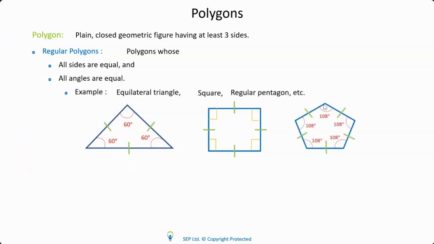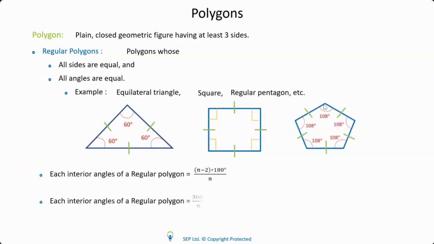But the more important thing is that you should know these two formulas. If you are not aware of the formula, how to find each interior angle and each exterior angle. Okay, there's a typo here, a small one. Let me correct it. It is exterior. Each interior and each exterior angle, if you don't know, then you should make a note of these two formulas.